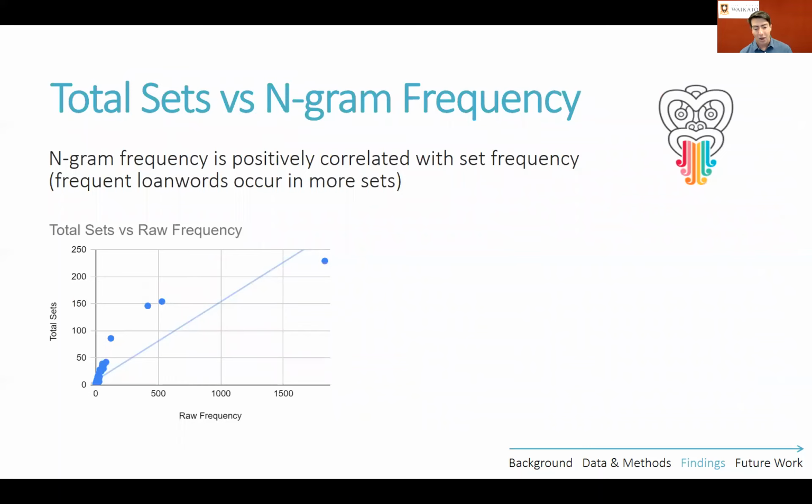In this slide, we see that frequent loanwords take part in more relationships than infrequent ones because n-gram frequency is positively correlated with set frequency.